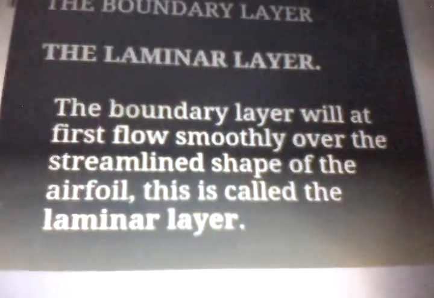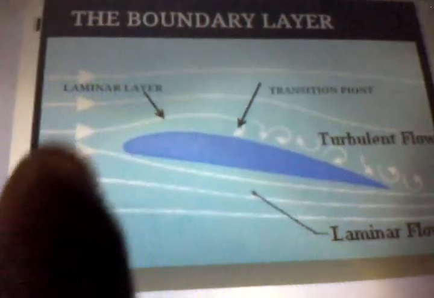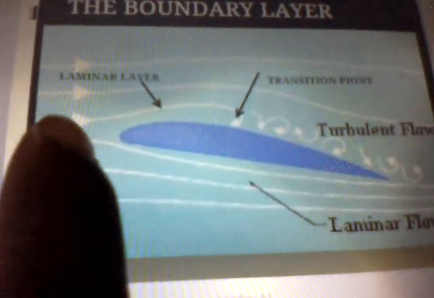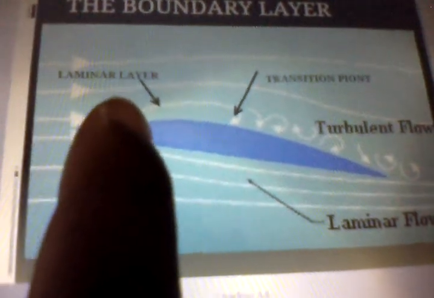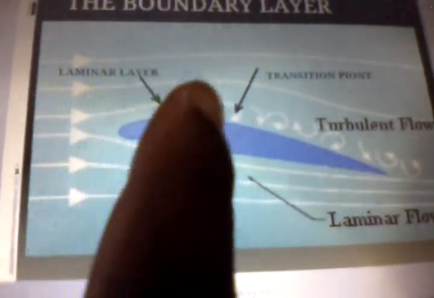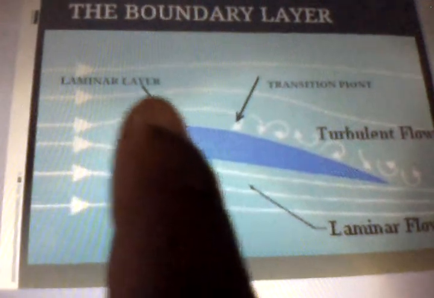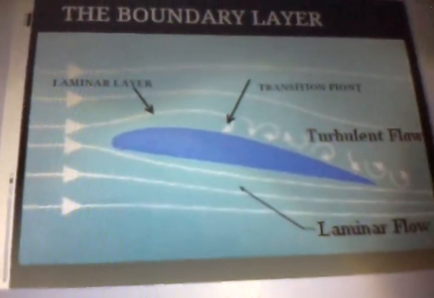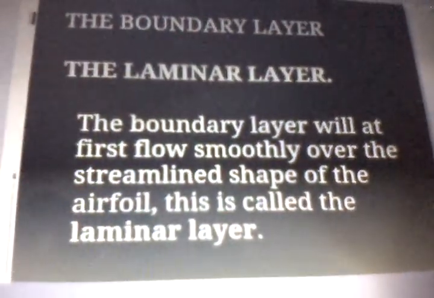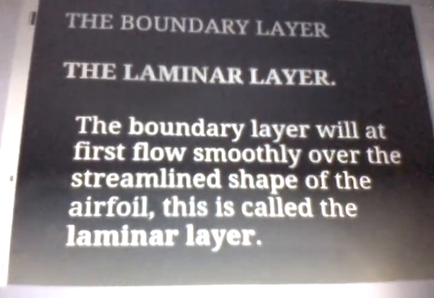So that's just pretty much it. As you can see here, the diagram again starts to first flow smoothly. You can see right there over the streamline shape of the airfoil, and that's what they call the laminar layer.